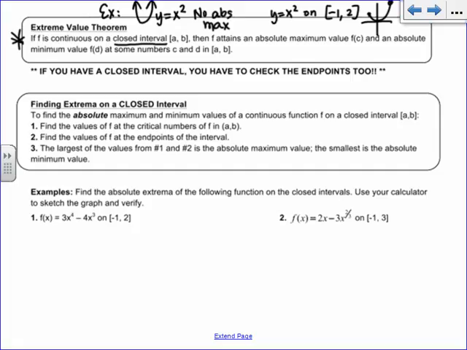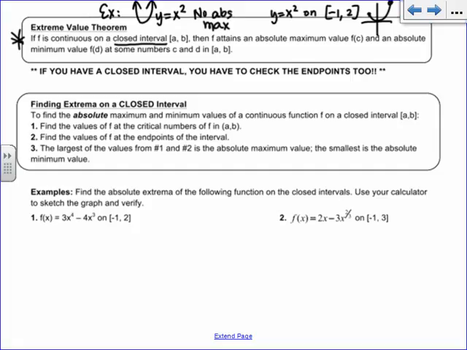So if you have a closed interval, you always have to put the endpoints on your little number line. So finding extrema on a closed interval. To find the absolute max and min, you're going to do what we just did. You're going to find f prime, set it equal to 0, and find when it's undefined. So you're finding the critical values. But you're also going to put on the endpoints of your interval. And then the largest of the values from 1 and 2 is the absolute max, the smallest is the absolute min.